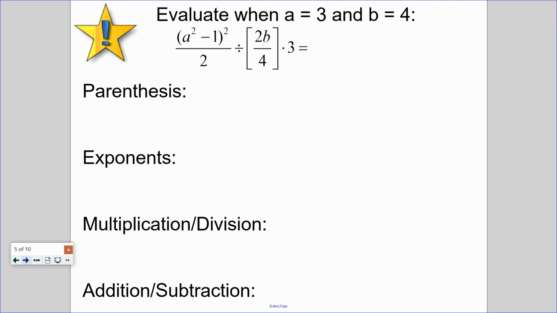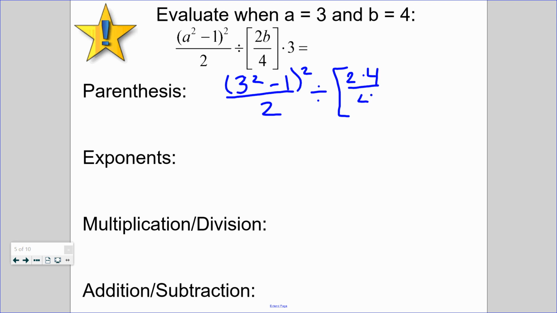All right, so first thing I'm going to do is plug in the 3 and the 4. So I'm going to rewrite the whole problem with those values plugged in. Okay, so A is 3. So I have 3 squared minus 1 squared over 2 divided by, B is 4, so 2 times 4 over 4 times 3. Okay, that's my first step. I'll put step 1 there, just plugging it in.